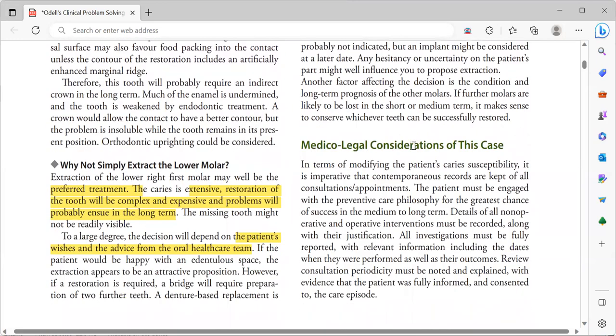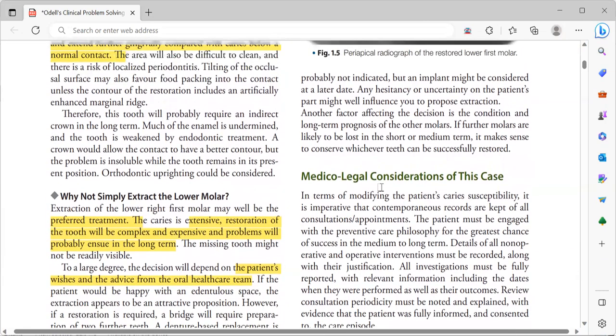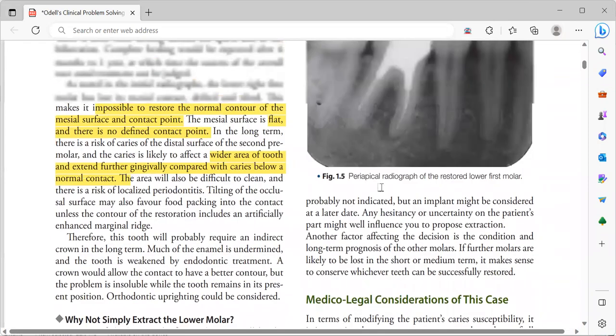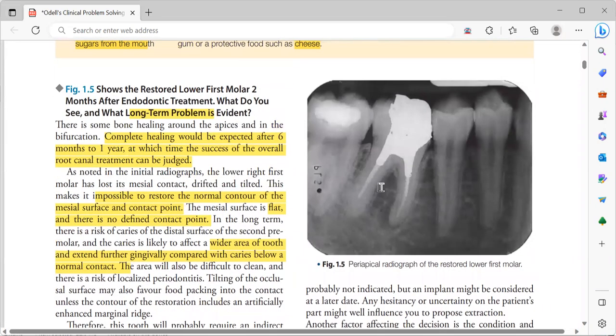And these are the medico-legal considerations which you need to keep in mind. You need to take pictures, and you need to write in your notes whatever the patient has said to you and whatever is going on. It is very important because if at any stage the patient says, no, my dentist didn't mention this to me, or anything can happen, right? So you should have something in your hand to help you.